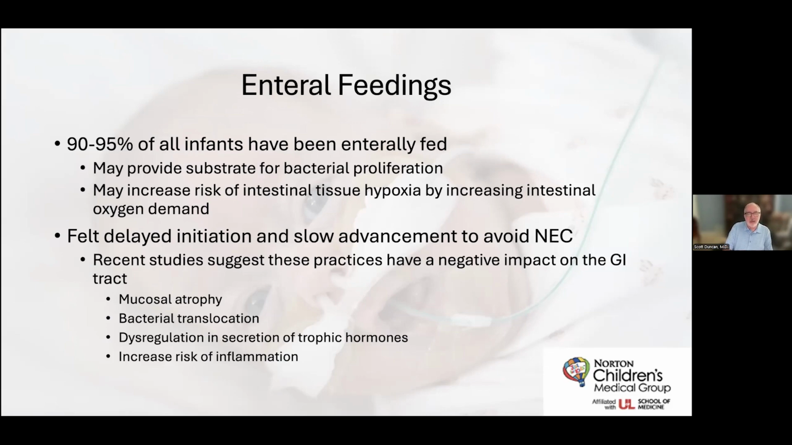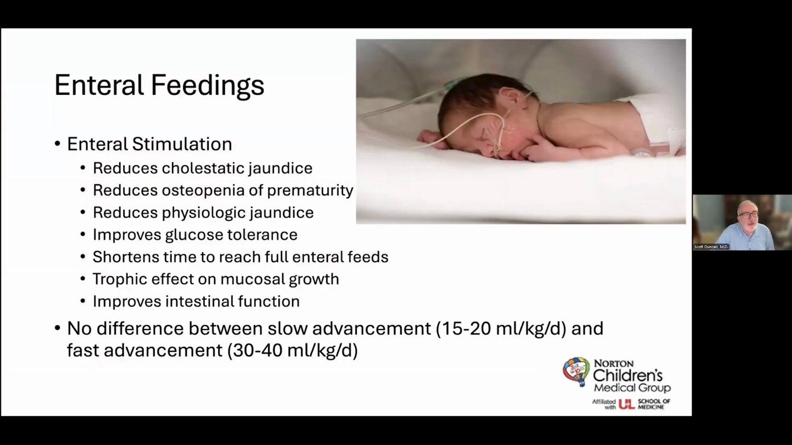It impacts not only necrotizing enterocolitis, but you think of these little bitty tiny preemies that we have now, 22, 23, 24 weekers, and we try to bring their feedings up to full in about 10 to 14 days. We ultimately never really get close to that. It usually takes us a couple, 3 weeks to get up to full feedings. What the feedings do, enteral stimulation reduces cholestatic jaundice, it reduces osteopenia of prematurity, it improves our glucose tolerance, it shortens the time to full enteral feeds, it has a trophic effect on mucosal growth, and it improves function.